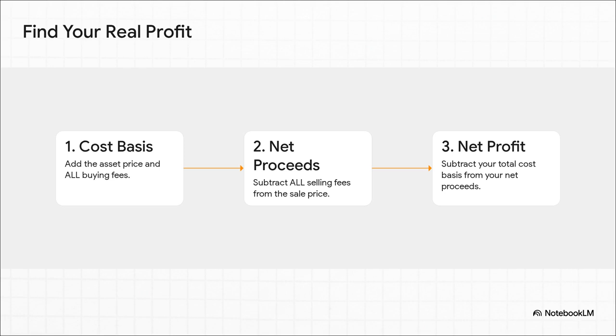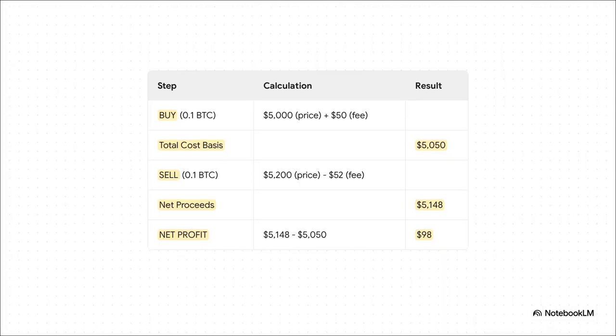Let's break it down. Okay, let's follow the money. We start with a $5,000 purchase. But wait, there's a $50 buy fee. Right away, our cost basis jumps to $5,050. Now, the fun part. We sell for $5,200. That feels like a $200 win, right? But hold on, not so fast. There's a $52 selling fee. So the cash that actually lands in our pocket, our net proceeds, is only $5,148.